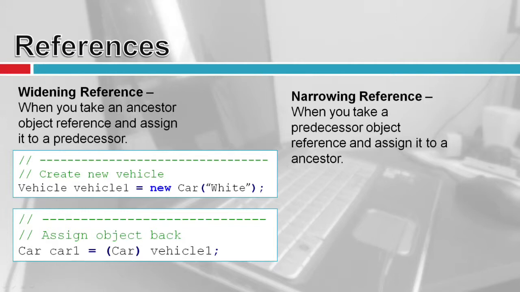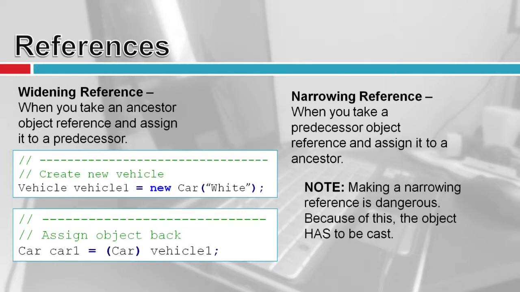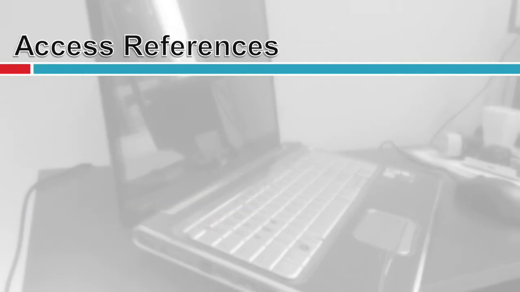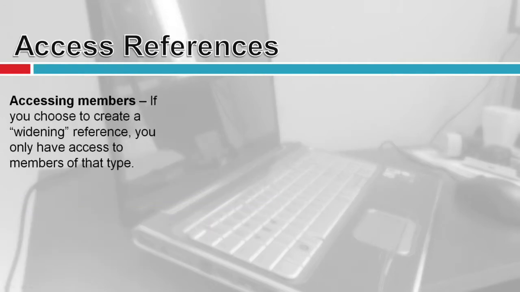Say if vehicle 1 was not a car but an airplane, and I tried to cast it to a car, it would fail. So this is dangerous. You have to know in code that whatever logic took you to this point, it is a car at this point. If you don't know, then it's not a good idea to cast it, because if another class gets through, it will fail here because you can't cast a different class. A car is not an airplane, and an airplane is not a car, but they are both vehicles.